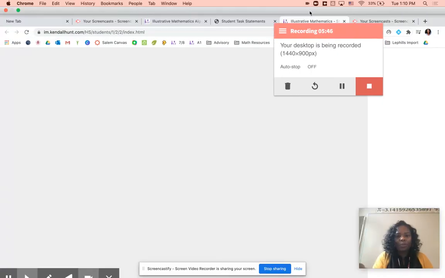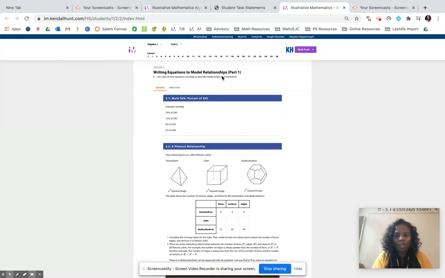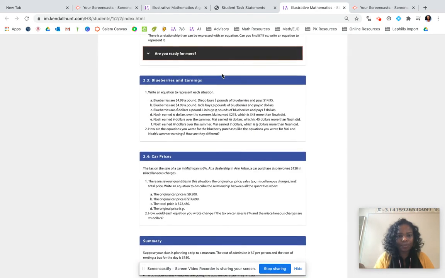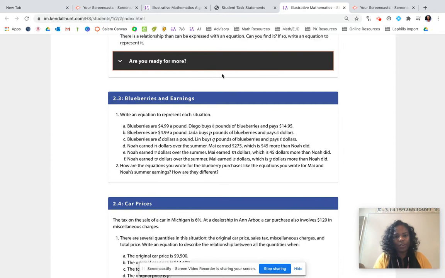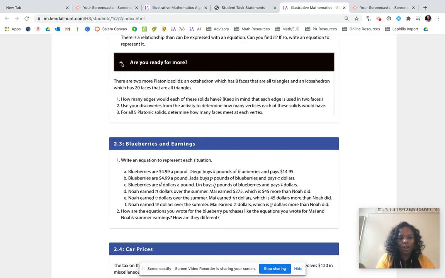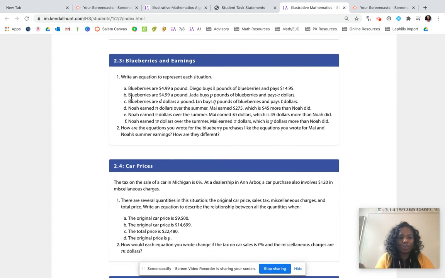All right, we're going to move on to the next section. You'll notice, if you're on the online version, that there is a drop down for Are You Ready for More? Are You Ready for More is just an extension, and they're usually built into every lesson. They're there for you to do if you're up for it and you have the time. For now, though, we're going to skip over it and move on to 2.3.